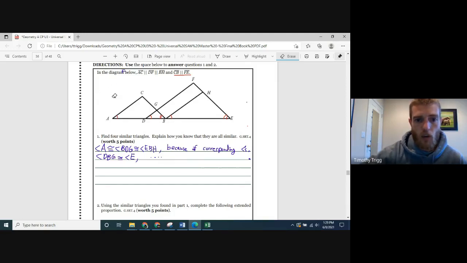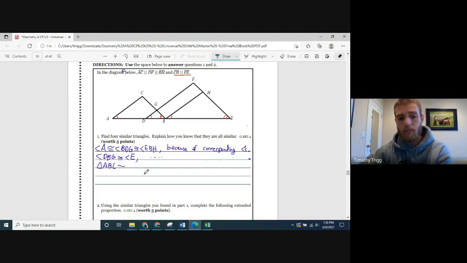And we have all these congruent angles to each other, right? So now I can say that these triangles are all similar to each other. The way we'd show that is, again, this first triangle, ABC, is similar to, and for similar, it's just a squiggle, triangle.